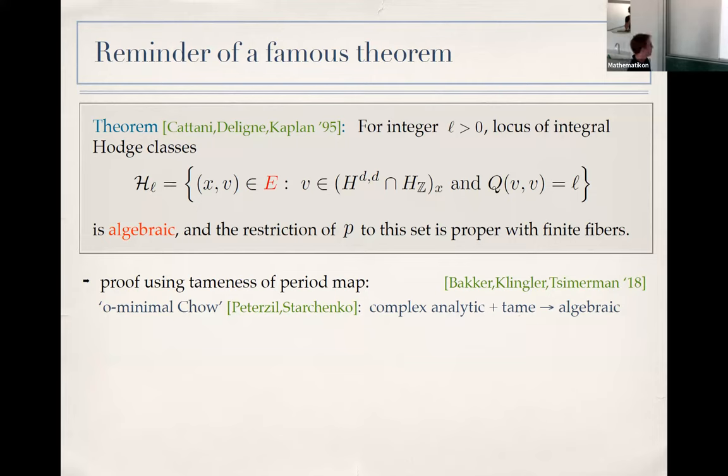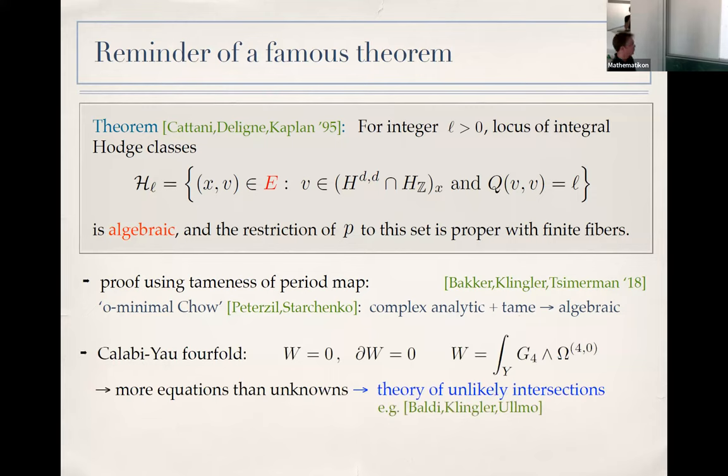Of course, you have to use hard theorems in geometry, but essentially the statement is, if you have a complex analytic function, which the periods are known to be, which is also tame, then it has to be algebraic. So it just follows from this general o-minimal Chow theory. So for Calabi-Yau fourfold, that means that if I satisfy this equation, which Arthur also displayed in slightly different form, then this statement is just that it is of type (2,2). And there are more equations than unknowns. So it's an unlikely intersection theory, and these are strong statements.